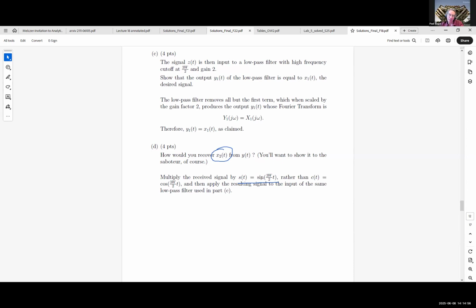So you have to use the same, it says, apply the resulting signal to the input of the same low pass filter that you used up here. And that was this one: cutoff frequency 3W over 2 and gain 2. Okay. Any questions on that? Anyone?